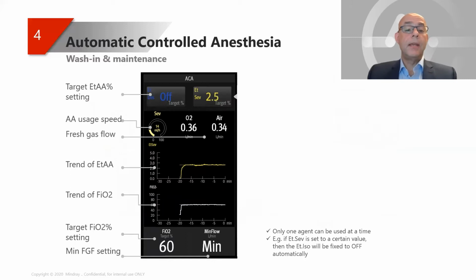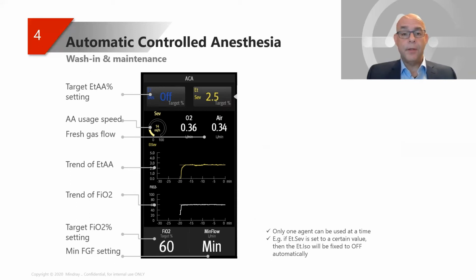And on the display, you will see then on these settings, on top, you see the target end-tidal anesthetic agent concentration, and you see that 2.5% with sevoflurane. Then you see the usage speed, so the output of the sevoflurane vaporizer. You see the fresh gas flow used, the trend of the end-tidal anesthetic agent and of the FiO2. And then on the bottom, you see the set target for FiO2 and the minimal fresh gas flow rate. On minimal, that means that it will be 300 mils per minute, and the machine will adjust itself accordingly with a higher flow if needed.